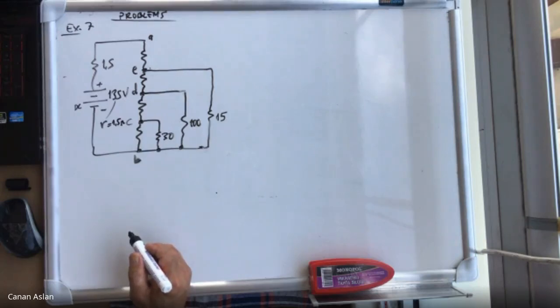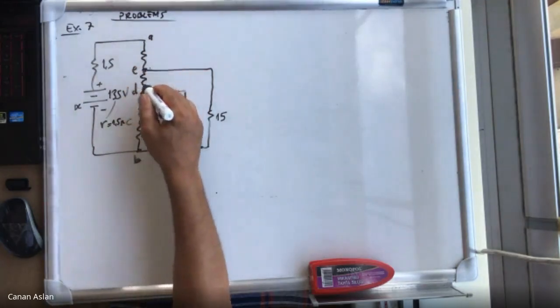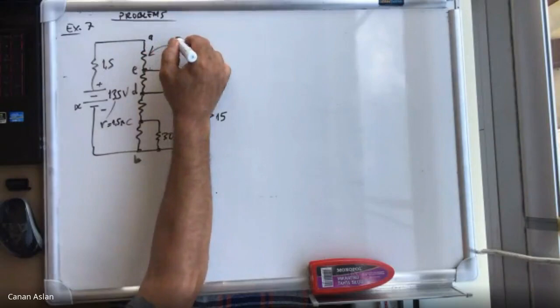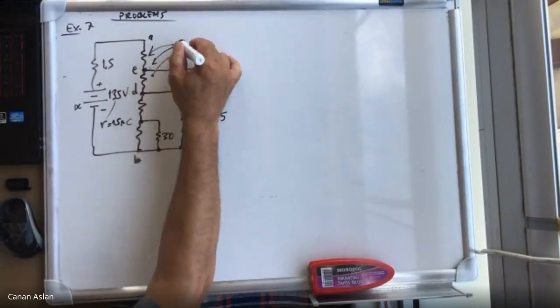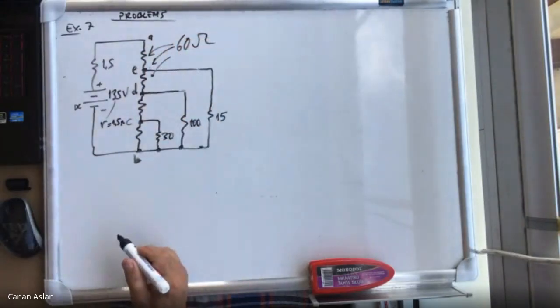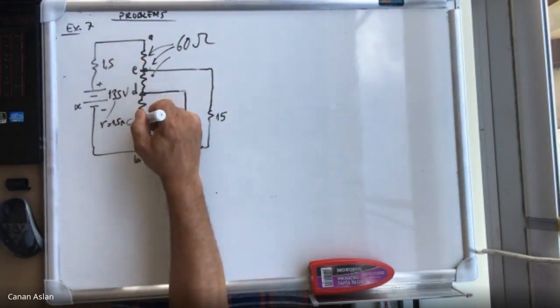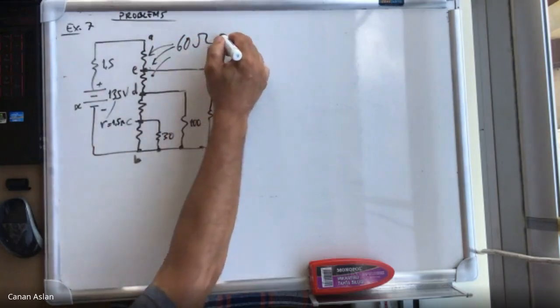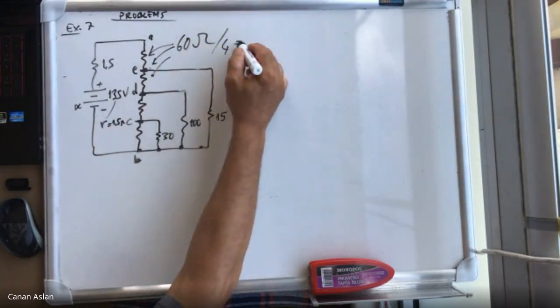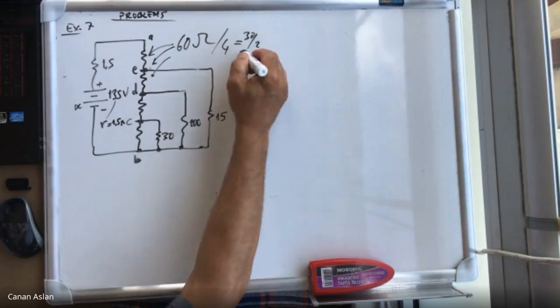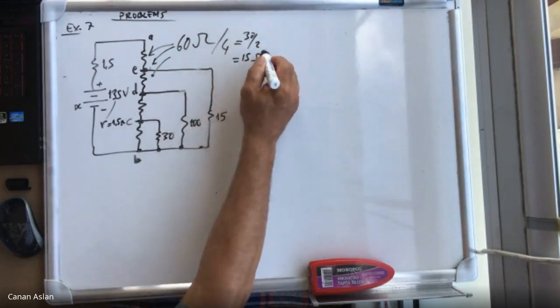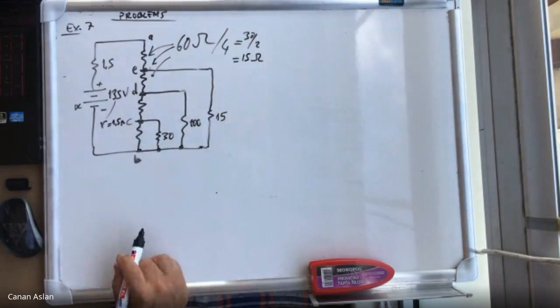The long resistor between A and B has a resistance of 60 ohm. So the whole thing is 60 ohm total. And it's tapped at 1/4 points. So if this is 60 ohm, we have to divide it into 4 pieces. So each piece, 60 over 4, which is what? 30 over 2, which is 15 ohms. 15, 15, 15, 15.